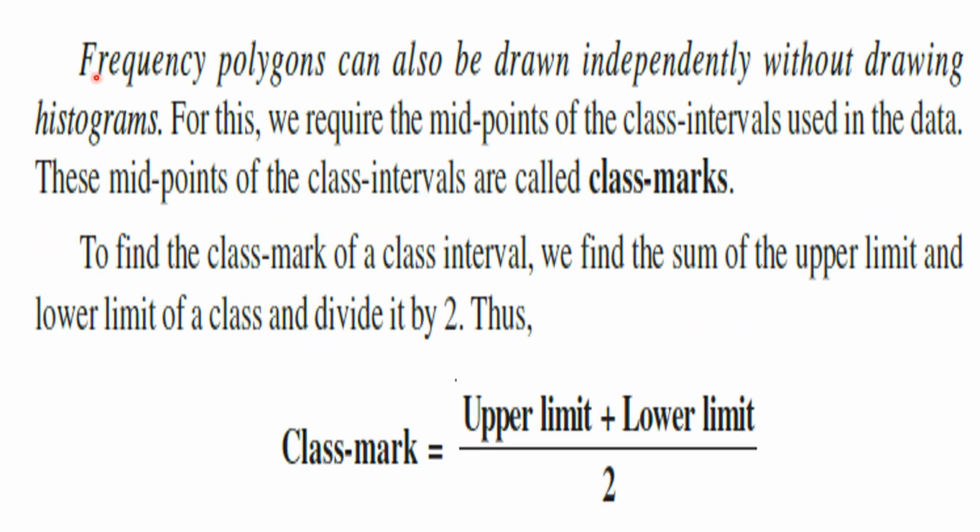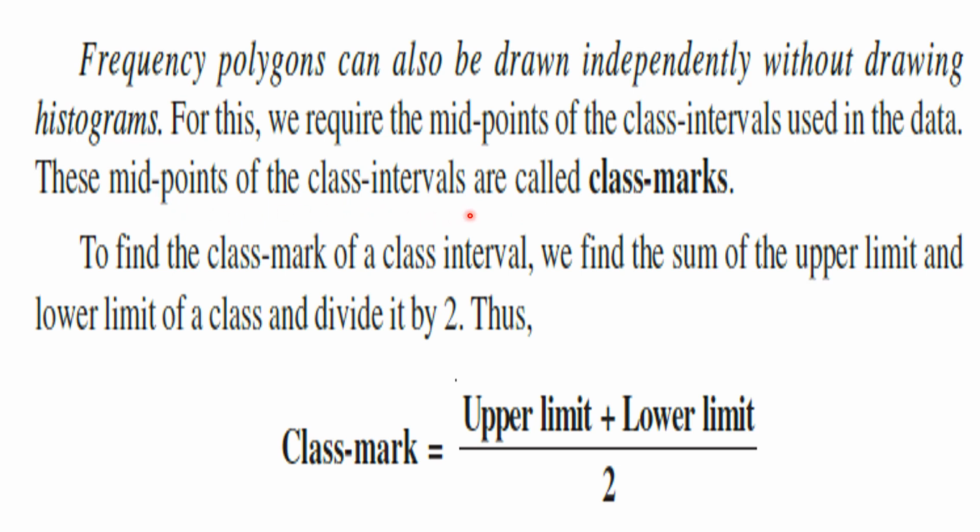Right. Now frequency polygons can also be drawn independently without drawing histograms. In the previous example, we drew the histogram first for the given data, but without drawing histograms, we can directly draw the frequency polygon for the given data. For this, we require the midpoints of the class intervals. To draw the frequency polygon without using the histogram, we have to find the midpoints of the class intervals. These midpoints of the class intervals are called class marks.